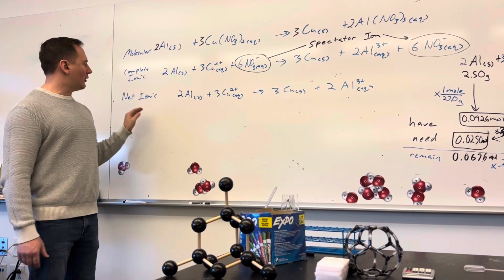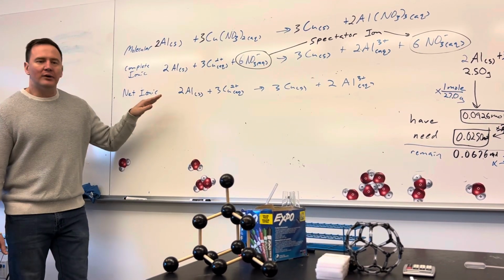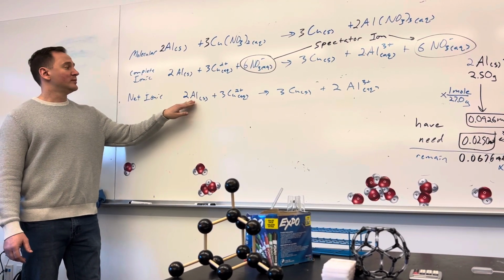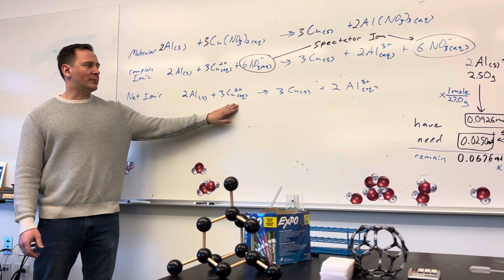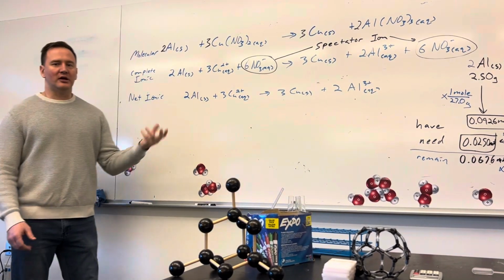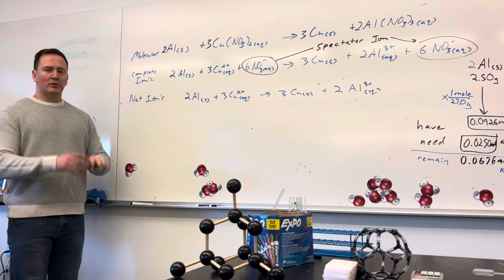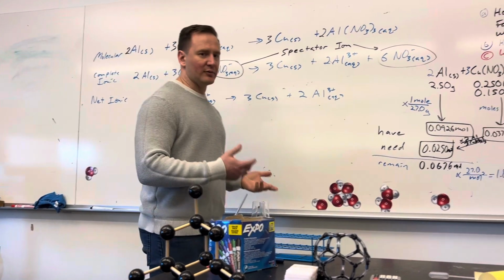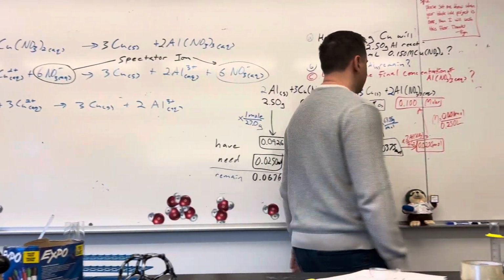So we leave them out when we write the net ionic equation, and we can really see what's happening here is that electrons are being transferred from the aluminum to the copper as it forms elemental copper. So again, in the net ionic equation, only include the things that are involved in the chemical reaction, not just floating around as ions.